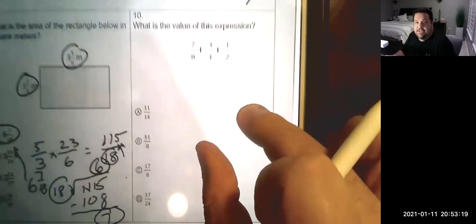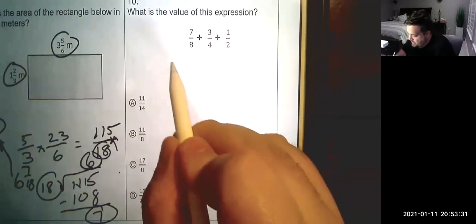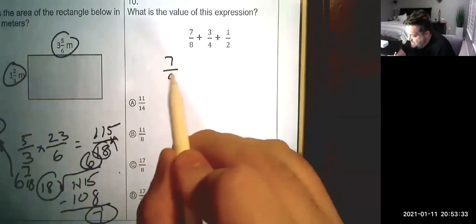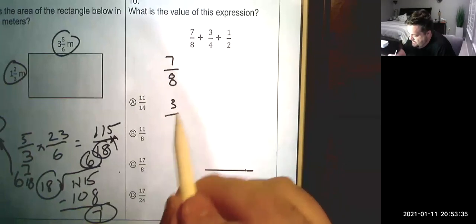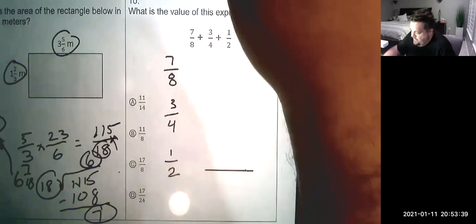Now, what is the value of this expression? This is just adding. Now, Mr. Speen and I have to admit, we didn't actually practice any of these that have 3. We did a bunch of 2s, tons of times, right? We forgot about the one with 3, but it's simple. Do what we said. Just line them up. 7/8, 3/4, 1/2. Hold on, I'm drawing random lines here.